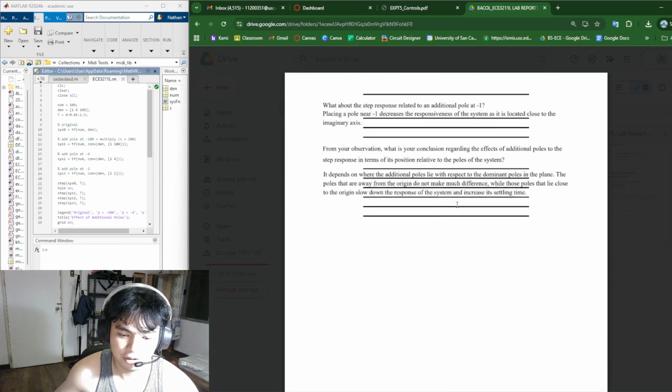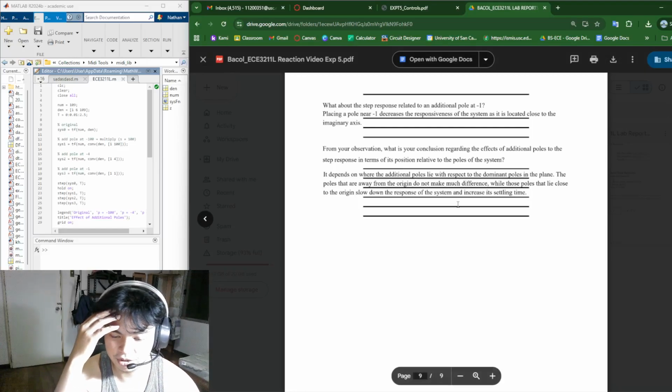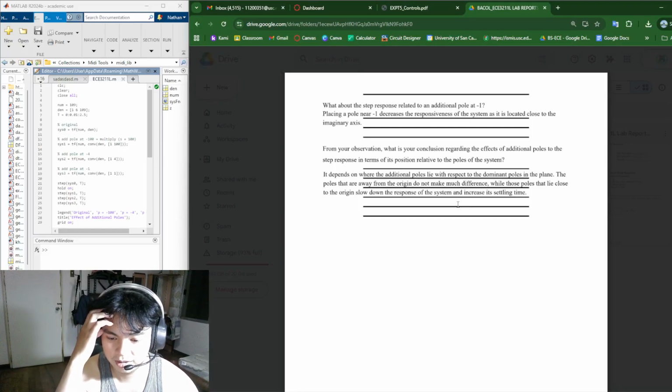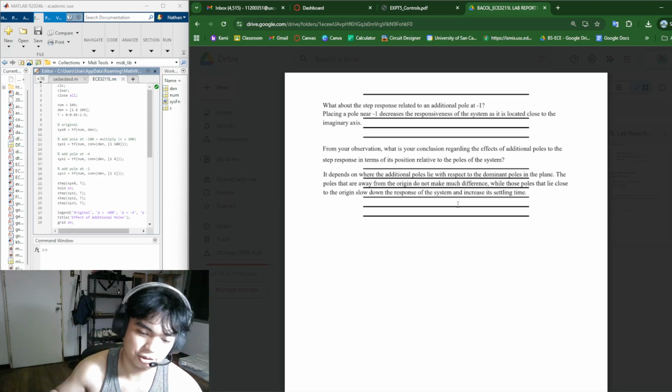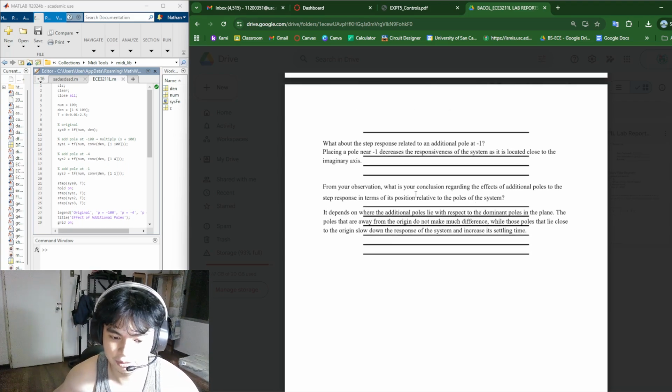So in summary, I performed the simulations of second-order systems using MATLAB by varying the damping factor, the damping frequency, and adding poles and zeros. And the outputs here showed how these parameters affect the overshoot and the speed of the response, and also the stability of the system.